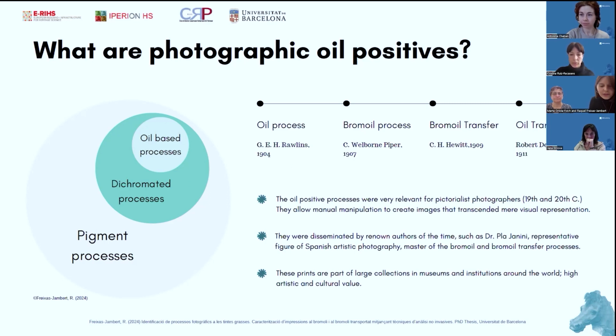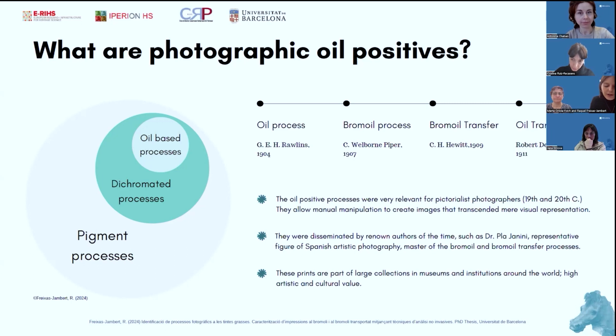The oil-positive processes were very relevant for pictorialist photographers in the early 20th century, enabling them to merge art and photography through manual manipulation to create images that transcended mere visual representation. Key figures of the time, such as Dr. Plagianini, played a crucial role in the dissemination of these photographic methods.